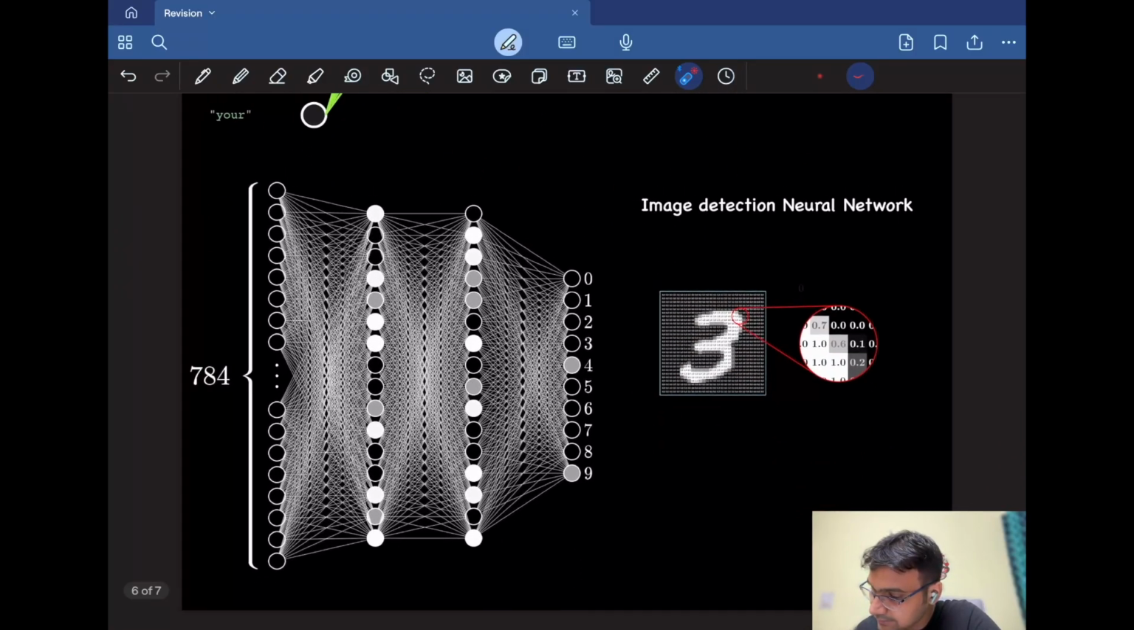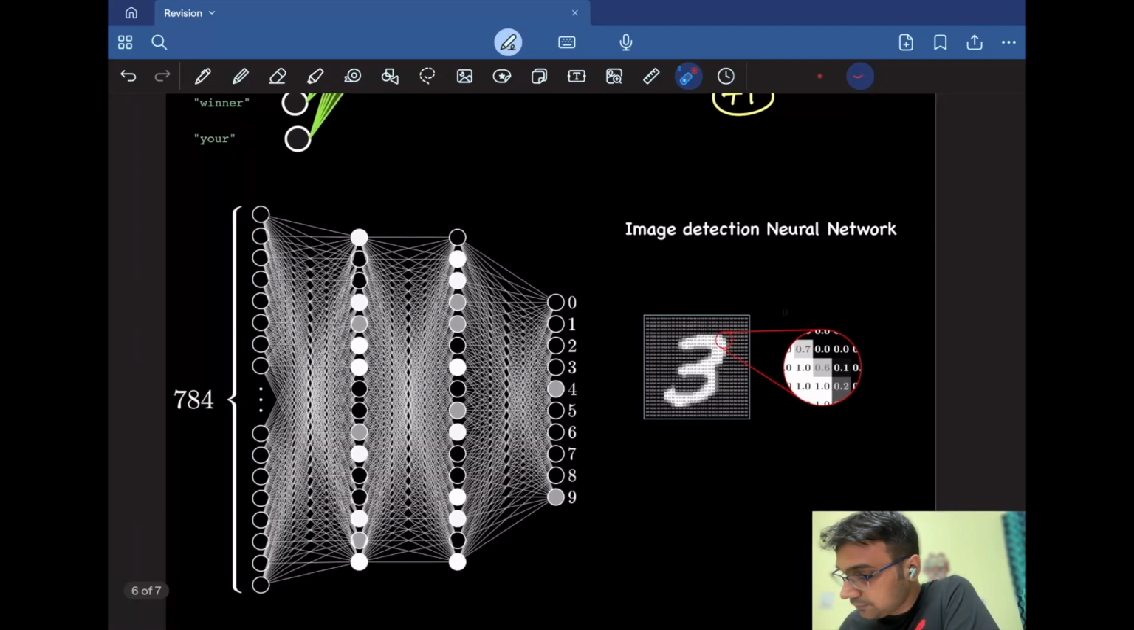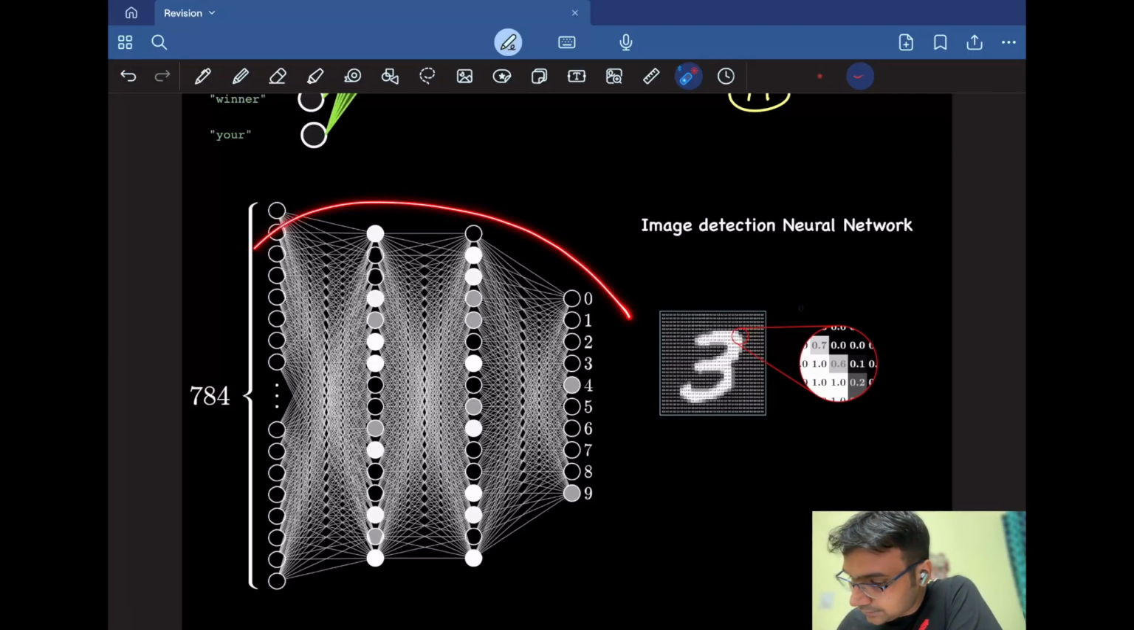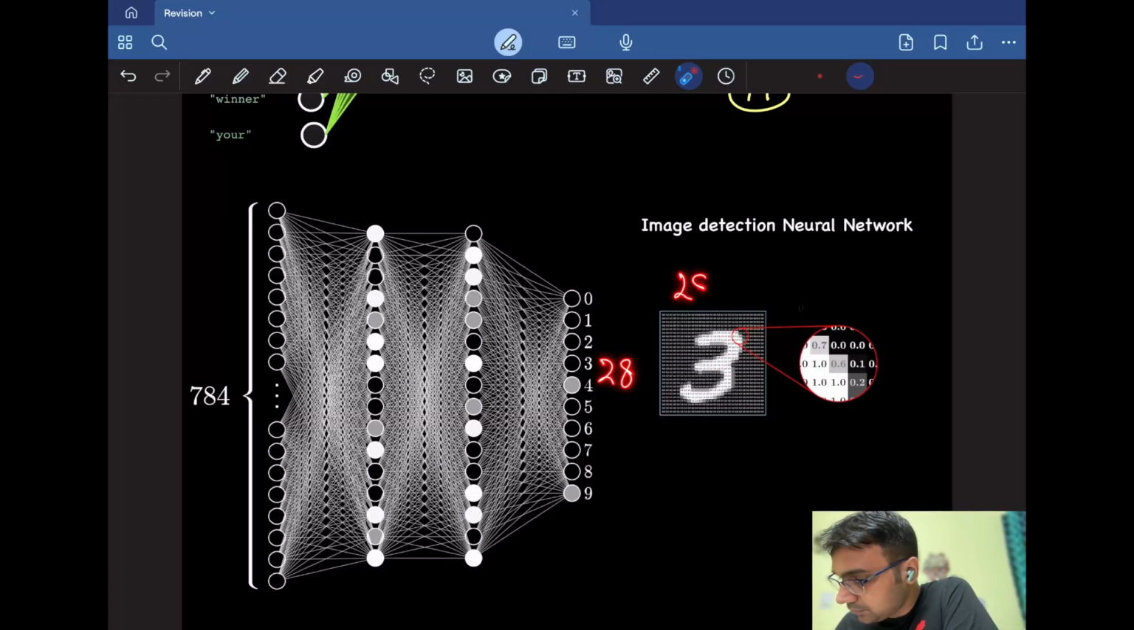Okay, and if we see this one, this is another neural network that is used for the first example we have seen for image detection. So how is the data fed into this? How will we vectorize this image? Whatever the handwritten digit is, we will convert it into a 28 by 28 pixel value, and every pixel will have some value.